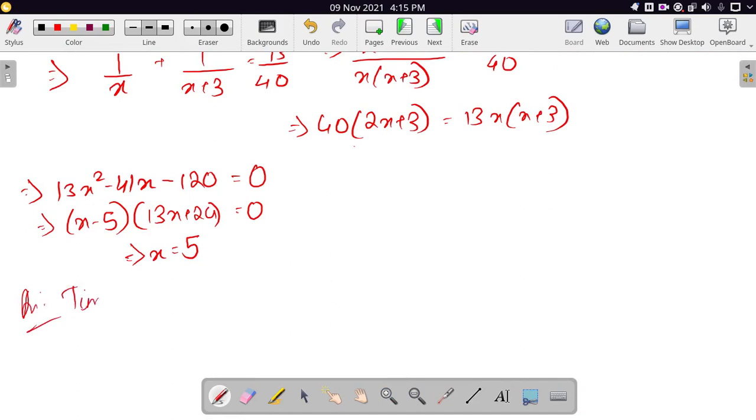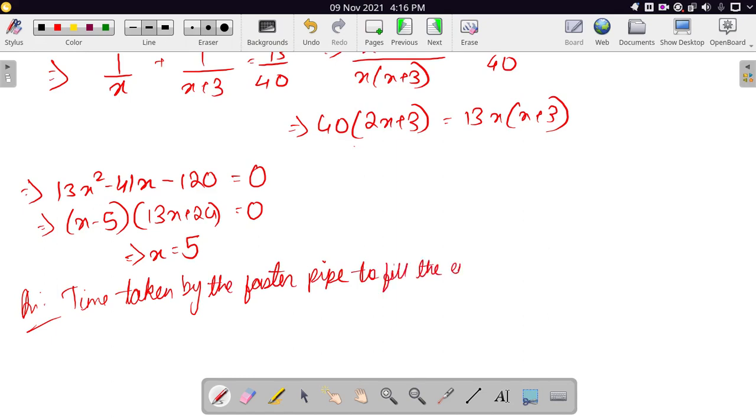Time taken by the faster pipe to fill the entire cistern, basically meaning the faster pipe is doing the work all by itself, is 5 minutes.